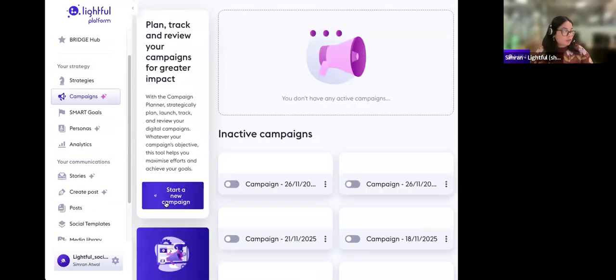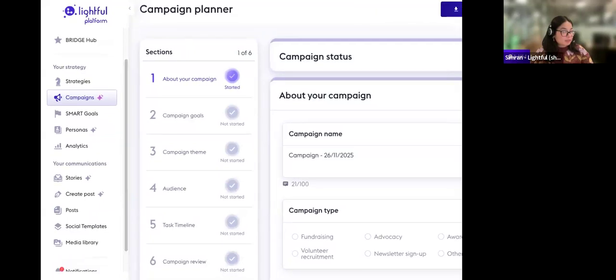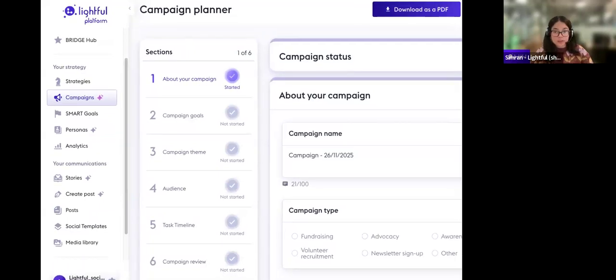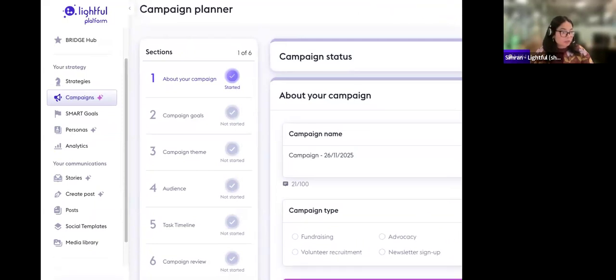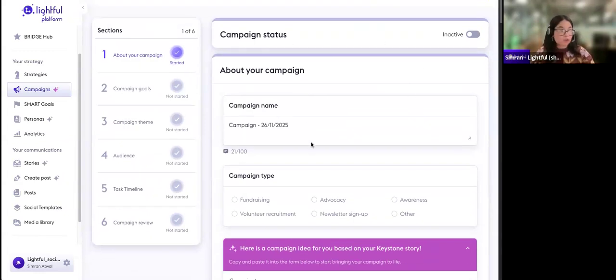So for instance, I'm going to go on start a new campaign here. And the best thing about this, oops, I'm going to just change my screen a little bit so you can see this better. The best thing about this is that at the end, you can download it as a PDF, which is always helpful and handy to share with your team. So first you could choose your campaign name, and then you could choose your campaign type. So whether the main goal is to fundraise, to advocate, to raise awareness, or volunteer recruitment.